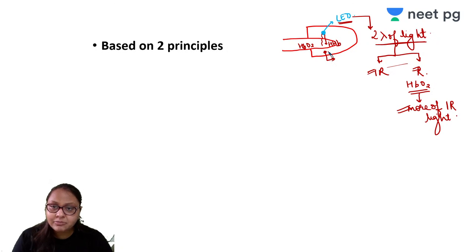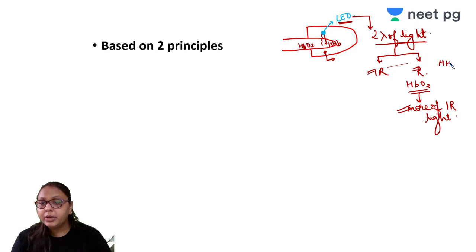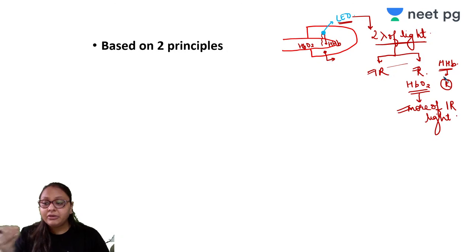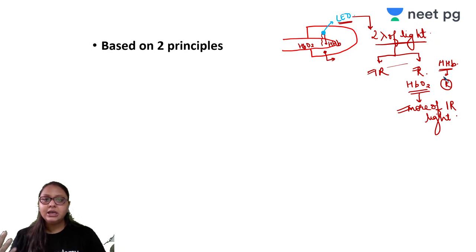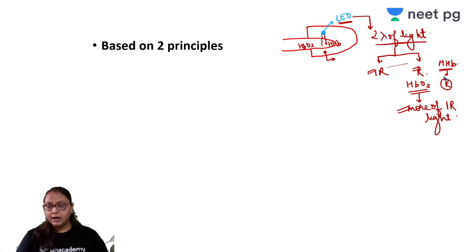So this detector will detect more of the red light. Why? Because the red light is not absorbed, it will be detected here. And that will tell us that a greater amount of oxygenated hemoglobin is present, because the reduced hemoglobin absorbs more of the red light. So the detector will detect more of the infrared light. So this is how the pulse oximeter works. Is it clear? This is how it tells us about the saturation, how much oxygen is bound to hemoglobin. Dr. Abhishek, Dr. Uttam, is it clear? Others, is it clear? Please let me know.